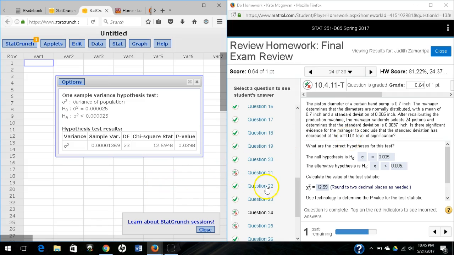So that should be it, and that's similar to how you find the p-values for all of these. You simply run the hypothesis test, and the p-value is listed right next to the test statistic.